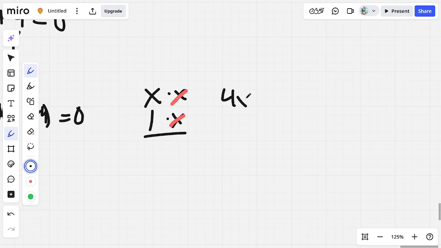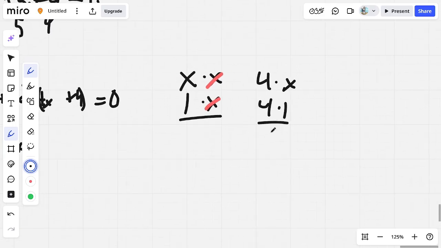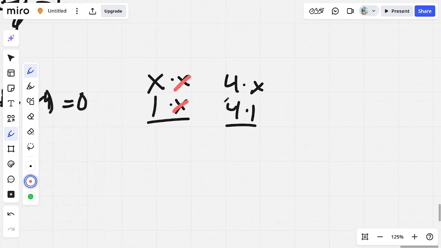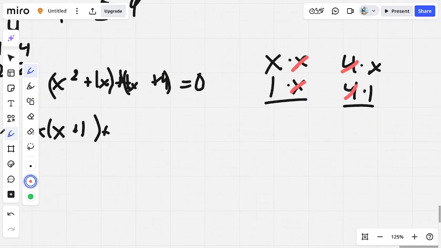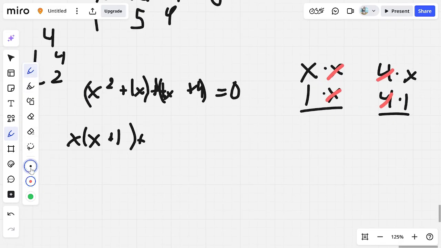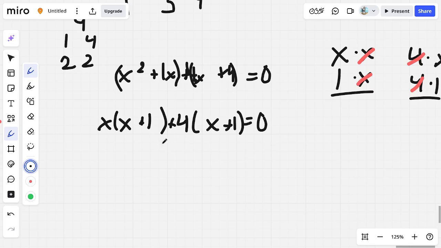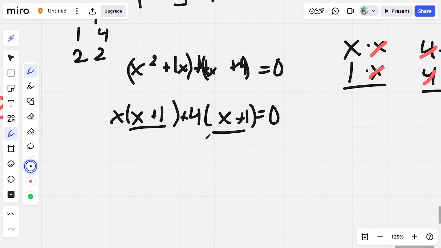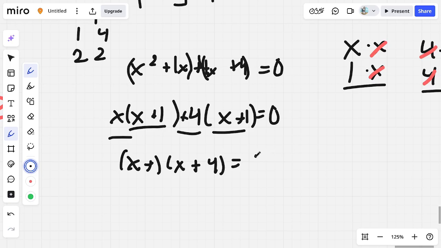So 4x, 4, and 1. What do they have in common? They have 4 in common. So we're left with x plus 1. We can take out 4, x plus 1 is equal to 0. So now that we have a common binomial, we can take that out too. So it's going to be x plus 1 times x plus 4 is equal to 0.